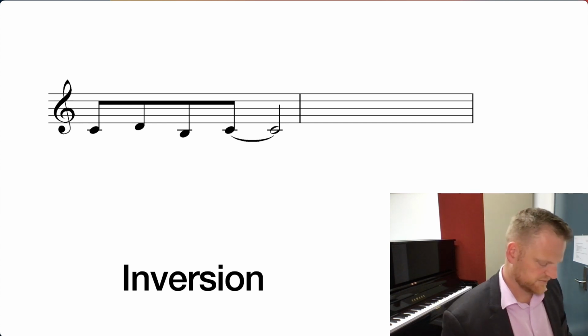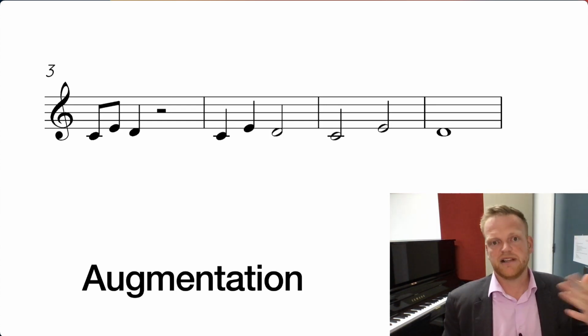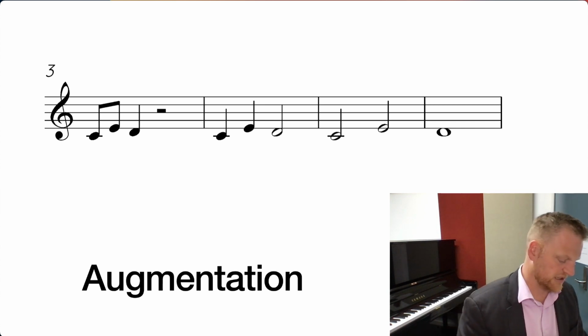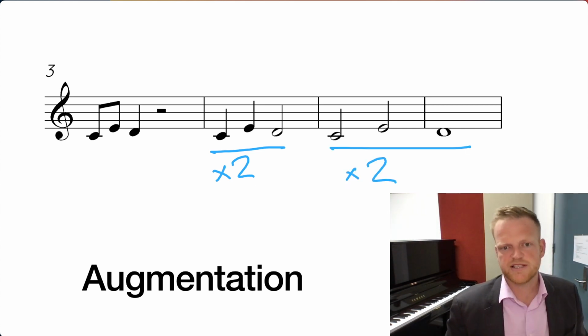Nice and easy. The next composition device is augmentation, which means play the rhythm values twice as long, or maybe not even twice as long, just longer. So you can see this one here is ×2. This one here is, I guess, another ×2, so I've augmented it twice.